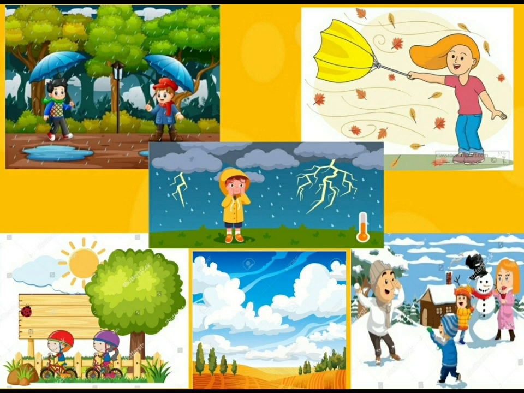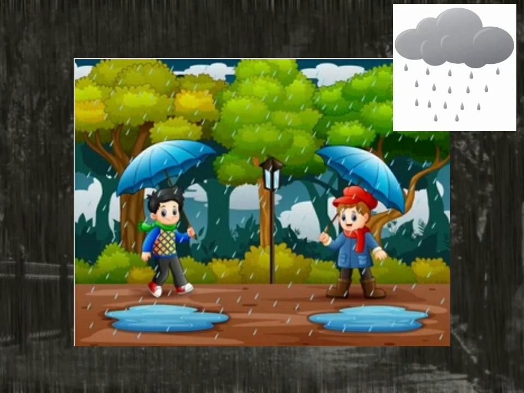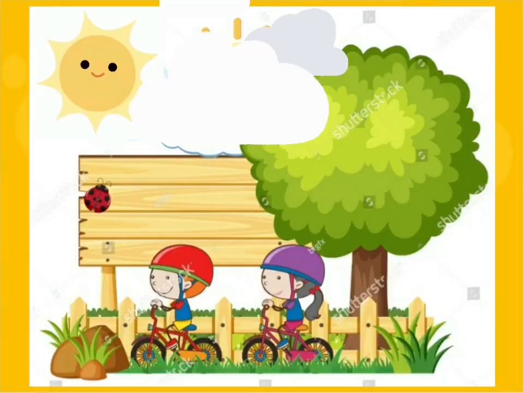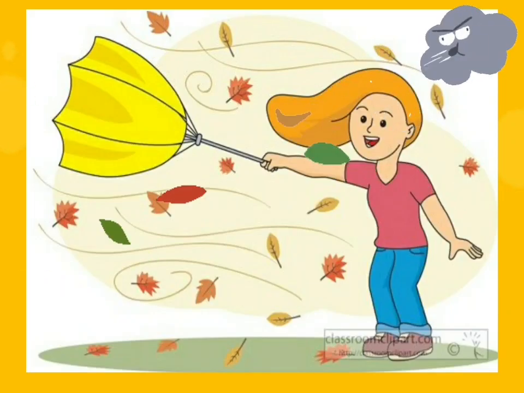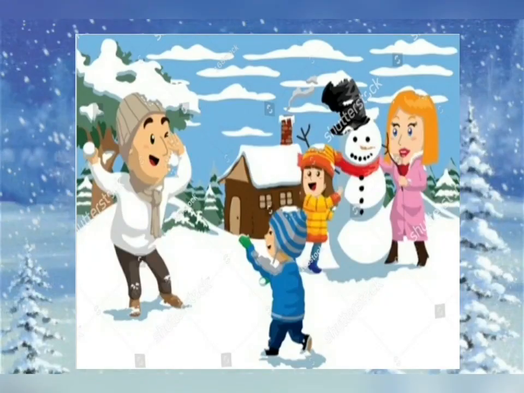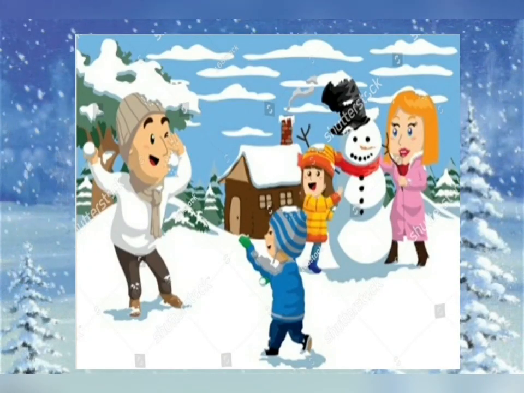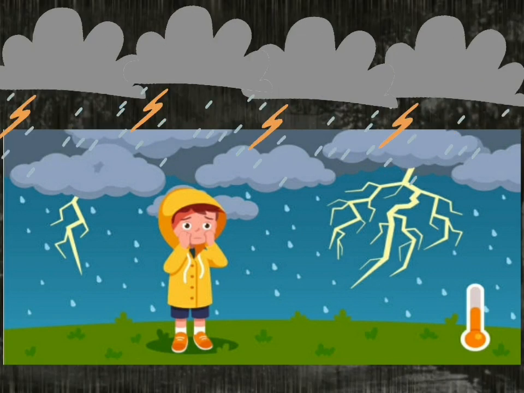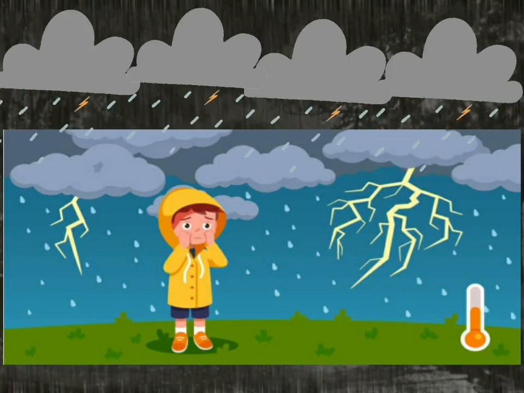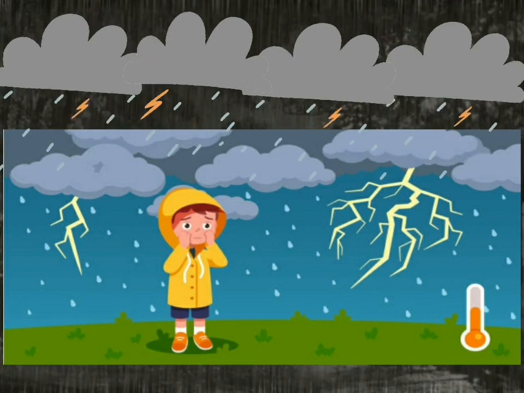There are a few different kinds of weather we have already learned. It can be rainy, sunny, windy, cloudy or snowy. If it rains more and more, it can be stormy too, with lightning and thunder.